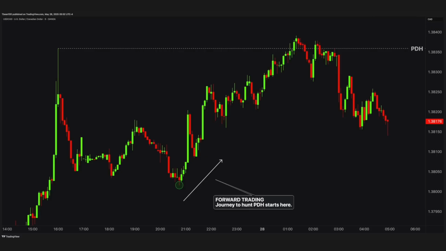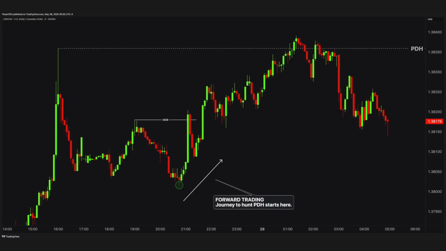Let's see what happens in this USDCAD 5-minute chart and try to understand the price action. A rally starts from this point to hunt above PDH, the previous day highest institutional level. But why this point? Is this a random point? We will talk about that in a moment.